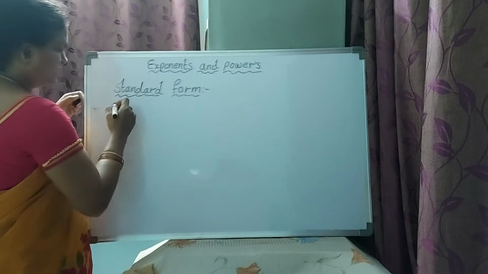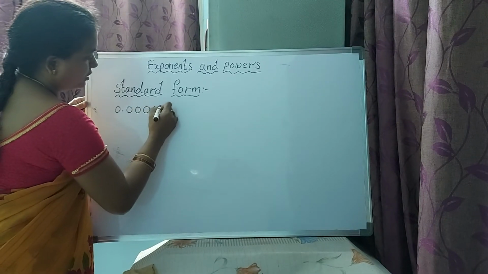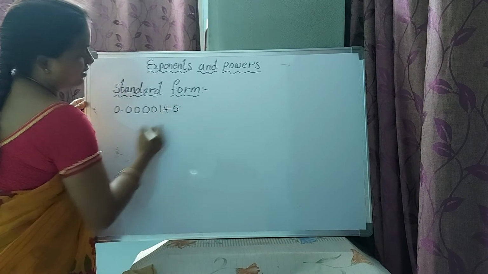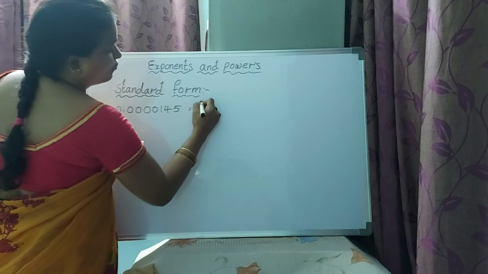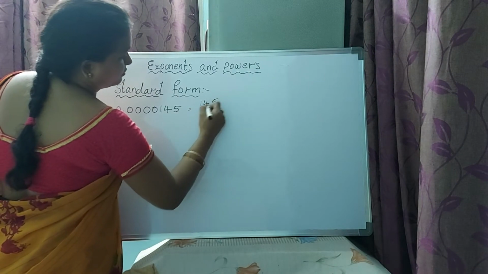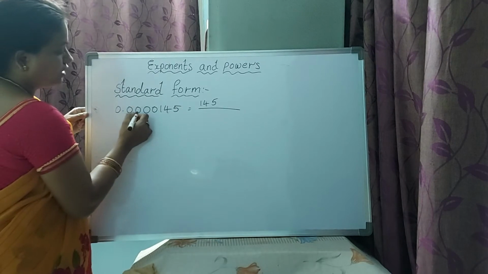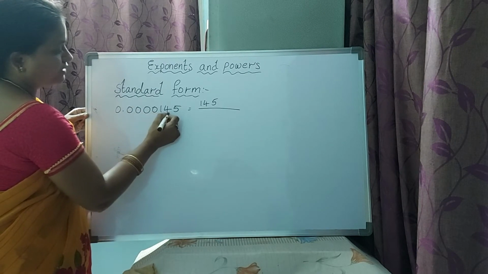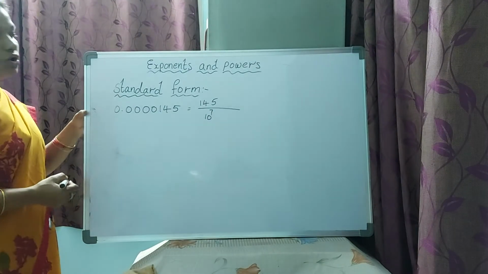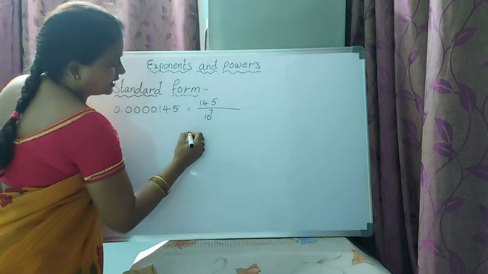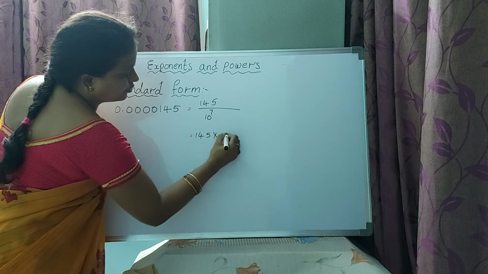See one more example of how to change the smaller numbers. 0.00000145. How to change this one? See, same way. 145 by, after the point how many digits are there? 1, 2, 3, 4, 5, 6, 7. 10 to the power of 7. So if it comes to the numerator, what will happen? 145 into 10 to the power of minus 7.